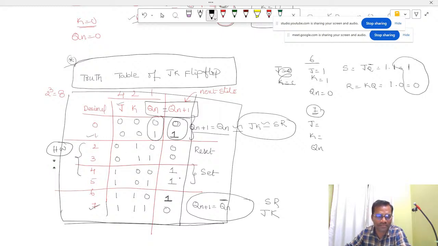So what is the value of J here? 1. What is the value of K here? 1. What is the value of Q here? 1.